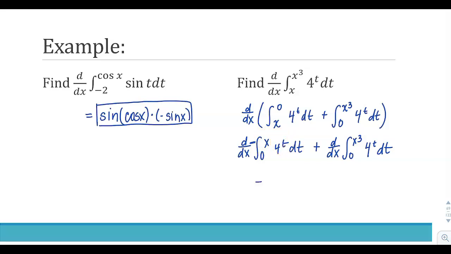So I have negative 4 to the x, and then plus, here I do have to apply the chain rule. X cubed goes into the t, so I am going to have 4 to the x cubed times the derivative of the inside. So the derivative of x cubed, the inside, is 3x squared. So here, we'll go ahead and write our final answer as negative 4 to the x, and I'll put plus 3x squared in front, and then 4 to the x cubed.